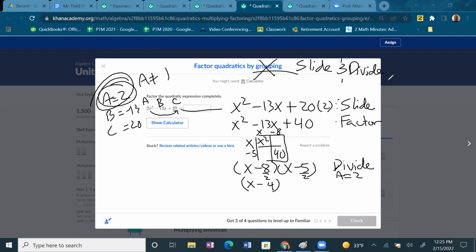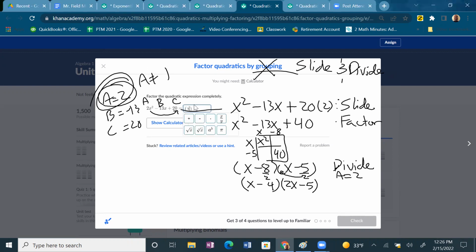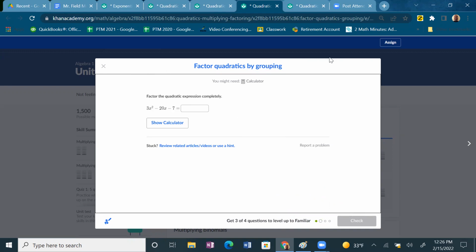And you see how 5 is not actually divisible by 2? You can bump the 2 up to the front. Make it 2x minus 5. All right, let's see if it takes my slide and divide. x minus 4 and 2x minus 5. You see, you can just slide and divide. And that way, it's only one thing different than what we already learned.